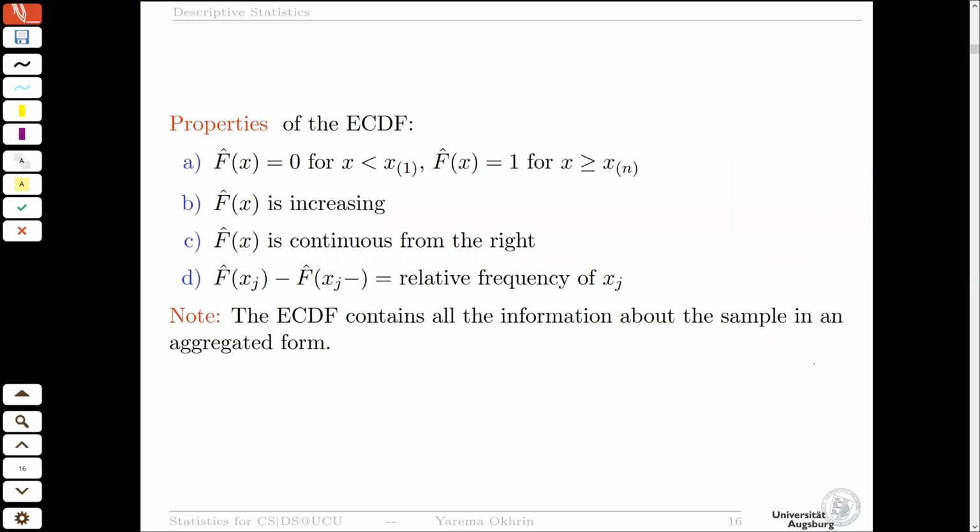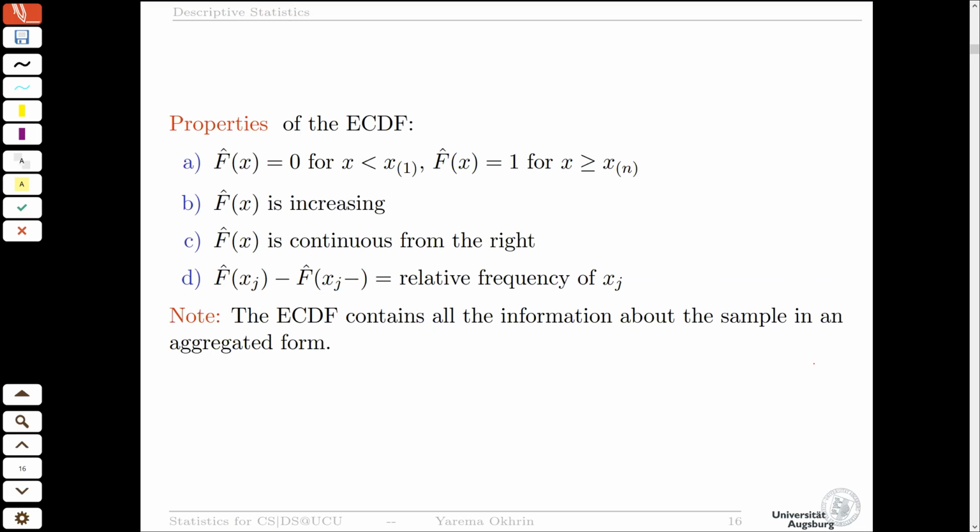And what we discussed already, that it is continuous from the right, and the relative frequency of xi is simply the size of the jump. So the important thing is that our empirical cumulative distribution function, which we'll discuss later on from a more theoretical point of view, contains all the information about the sample. So in fact, you can retrieve the whole sample from your empirical distribution function. If you know this function, you can get back your data sample as it was. So it is a way to aggregate the data, but you can also retrieve the data back from the empirical distribution function.